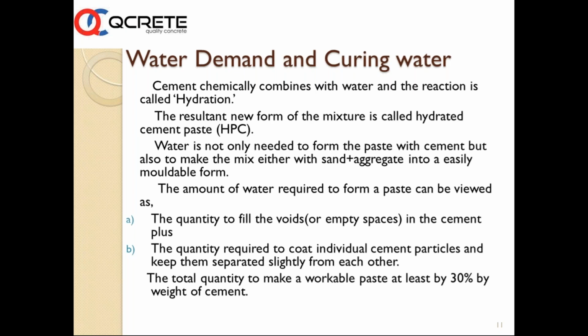Water is also needed to make the mix with sand and aggregate into an easily moldable form. The amount required to form a paste, plus the quantity required to coat individual cement particles and keep them slightly separate from each other, is the total quantity to make a workable paste. So when we add 30% by weight to cement, it becomes workable; 25% is for the neat cement.